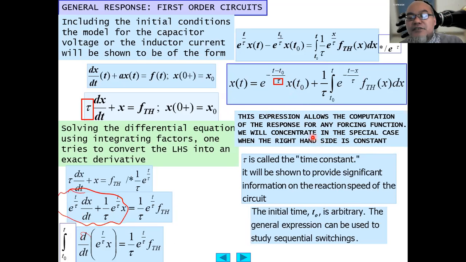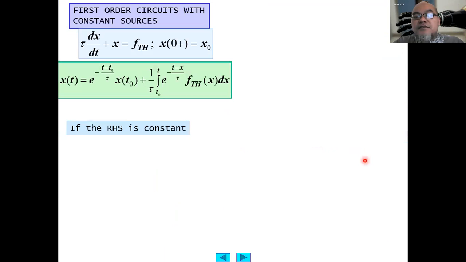The initial time, T0, is usually arbitrary. The general expression can be used to study sequential switching. Okay, now let's take a look at the derivation of the solution if we have a first order circuit, usually a circuit containing only a single energy storage element, either a single capacitor or a single inductor. And now with the special case where it is connected to a constant source, either a constant current source or constant voltage source.